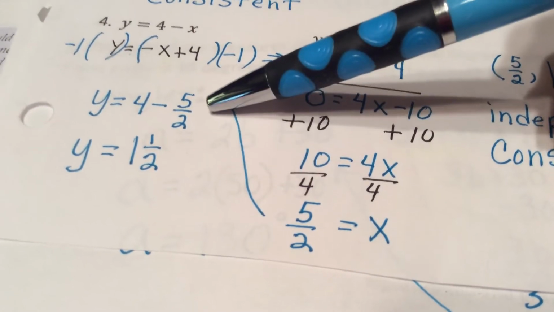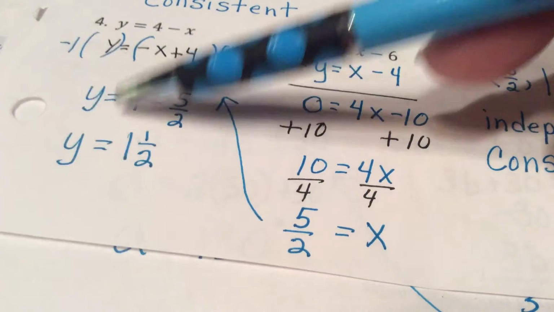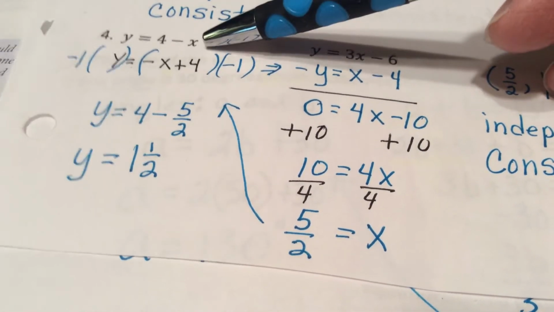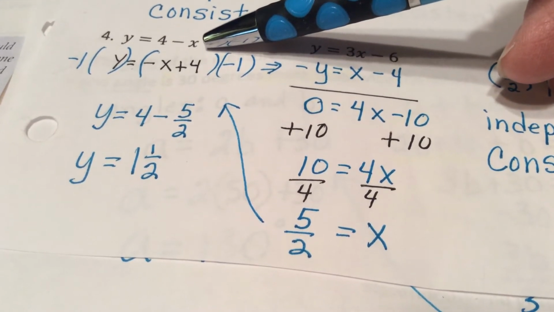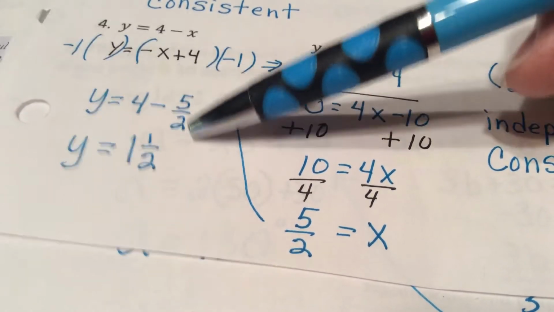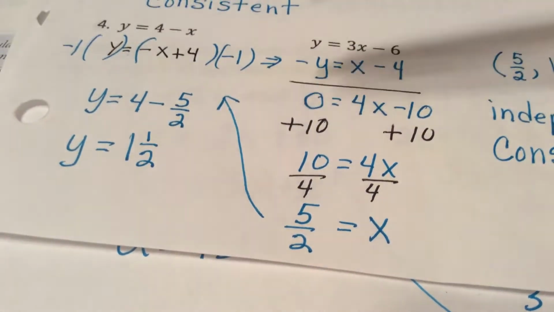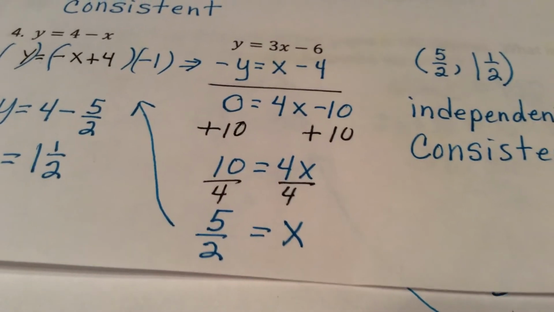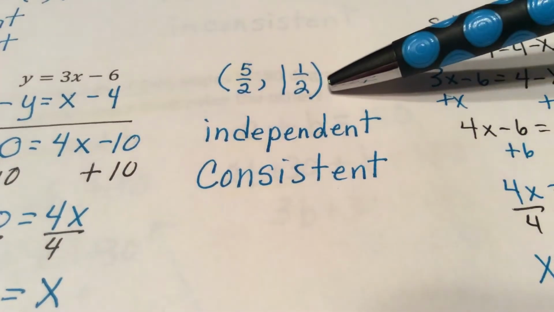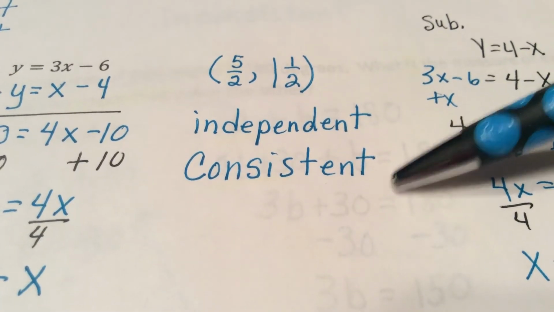Now we're going to take this back up here, and we're going to put it in y equals 4 minus our x, which is 5/2. Notice I went back to the original equation, the one that was written down for me. When I take 4 minus 5/2 in your calculator, you get y equals 1 1/2. Now we have an answer for x and an answer for y. That's one answer, so that is independent and it is consistent.